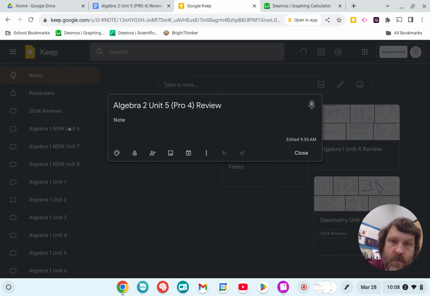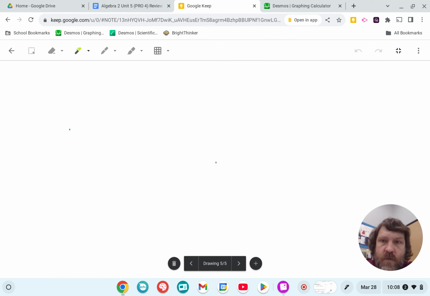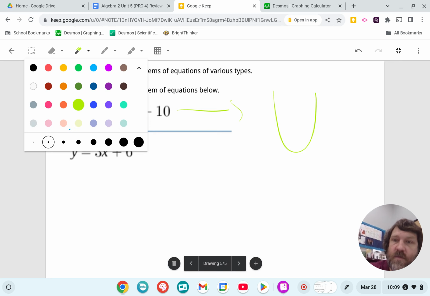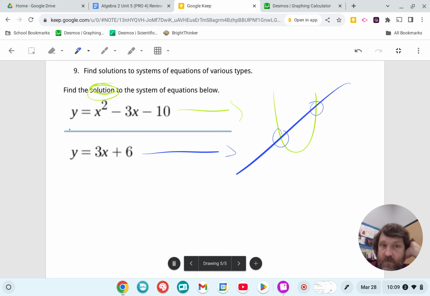Lastly, we have a pretty simple problem that is going to deal with Desmos again. They're asking us to find the solution. The solution means where do these two cross? What's interesting about these is that this first one is a quadratic function, which means its graph is going to look like that. And the second one is a linear function, which means its graph is going to look like that. And so we're going to be looking for the places where the graphs cross each other.